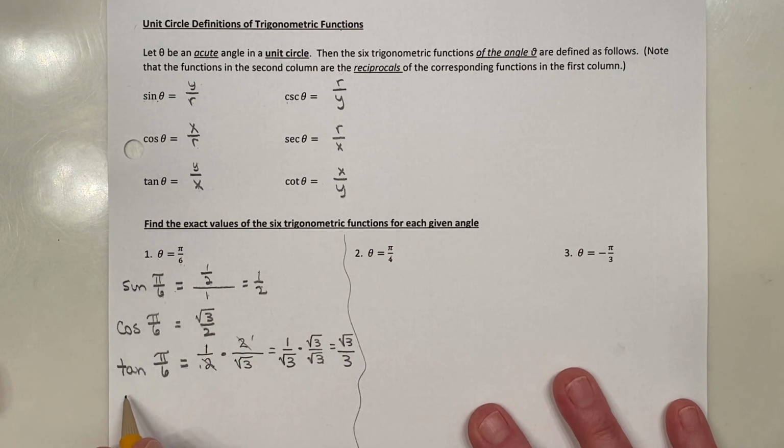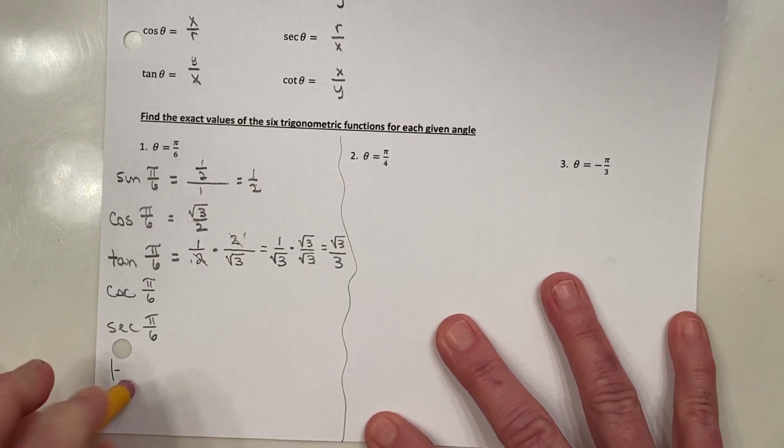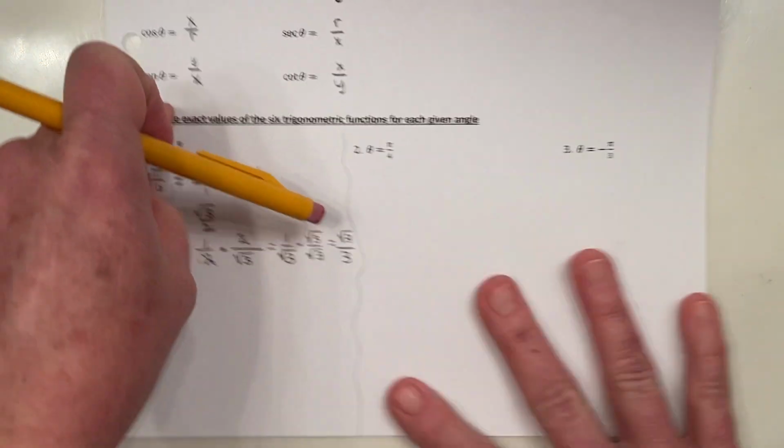All right, now I'm going to find the reciprocals. So cosecant of pi over 6, secant of pi over 6. My hole punch here is in the way. And then cotangent of pi over 6.